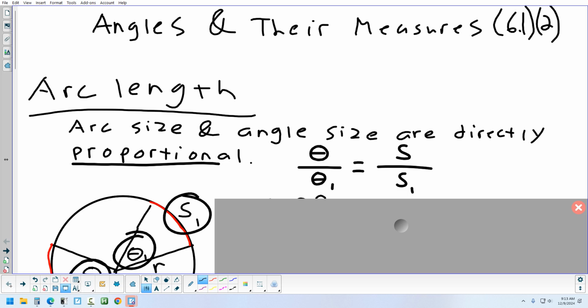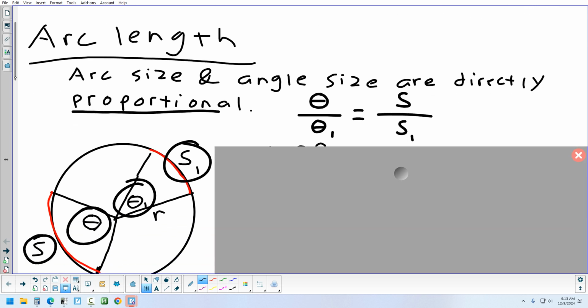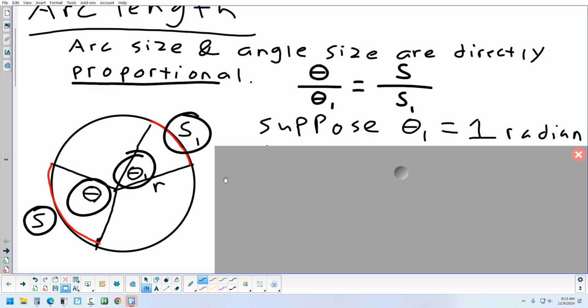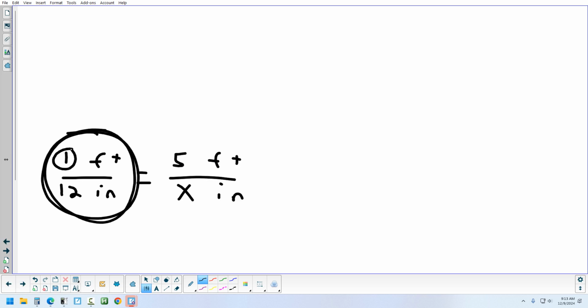So I'm going to give you a hint, and then I want you to see if you can tell me the other part of the hint. Let's suppose that theta 1 is 1 radian. Now, I could suppose something else. That's the easiest thing for me to use. Just like here, I could suppose that you're working with 2 feet instead of 1 foot. I could still give you a conversion. 2 is to 24. Okay? But 1 is generally an easier number to work with.